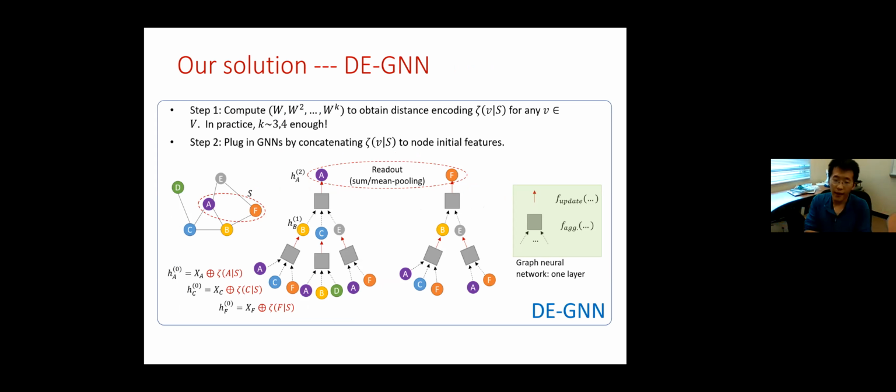All right, based on this definition of distance encoding, we can pair the graph neural network with this distance encoding, and we call the obtained model DE-GNN. Note that in practice, the computation of distance encoding does not in general introduce much more overhead, because we find that usually you just need to do at most 3 to 4 steps of random walk to compute this distance encoding, then you are fine.